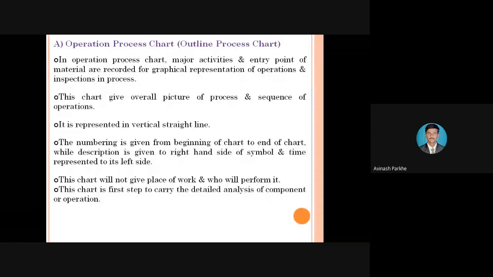Okay, and now we'll start with the first chart, that is the operation process chart. The operation process chart is also called an outline process chart. The name itself suggests it: the operation process chart represents whatever operations we perform to convert the raw material into finished goods. It is also called an outline process chart. Outline means the outline of whatever operations we are performing is represented in graphical form, or in the form of graphical symbols.